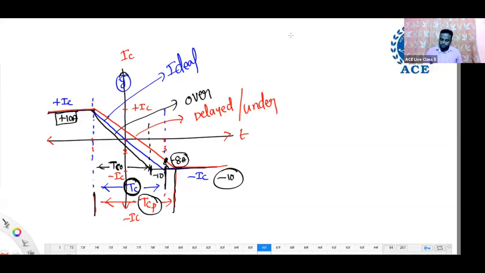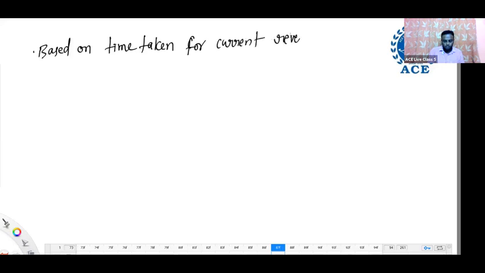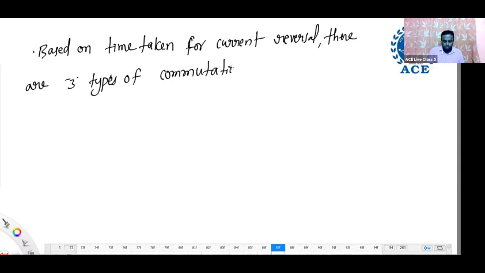Based on the time taken for current reversal, there are three types of commutation.